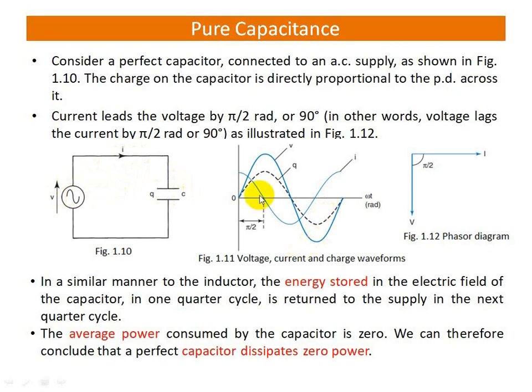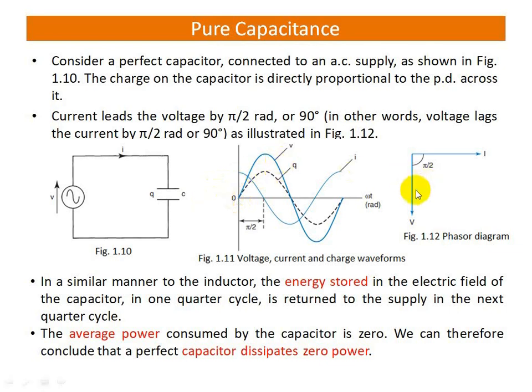Coming to the waveforms, you can see here both voltage and charge are in phase. Charge is proportional to the applied voltage, whereas current at omega t equal to 0, voltage is 0 but current is maximum. If we extend this backwards, somewhere 90 degrees before omega t equal to 0, the current will be 0. So the positive cycle starts somewhere 90 degrees before this point. Here I can say that the current is leading the voltage by 90 degrees.